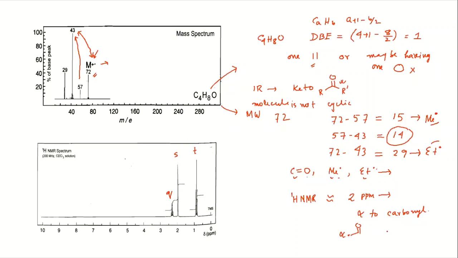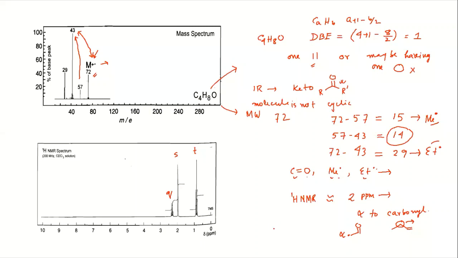And in other cases, you can tell it is an allylic type proton. In that case also, it will show close to 2, 1.8 or like that. So that means this quartet and singlet, those 2 types of proton, are alpha to carbonyl.